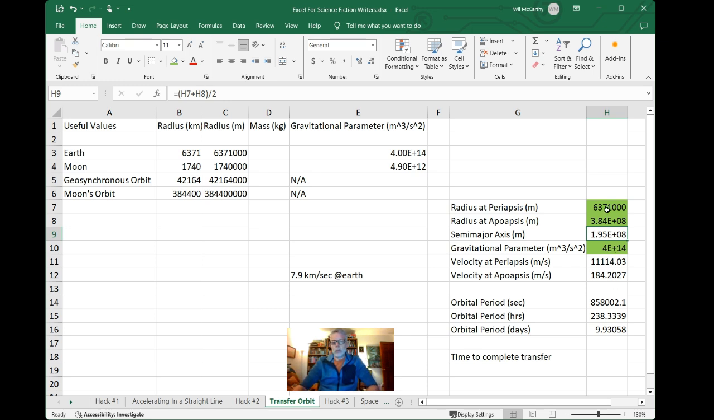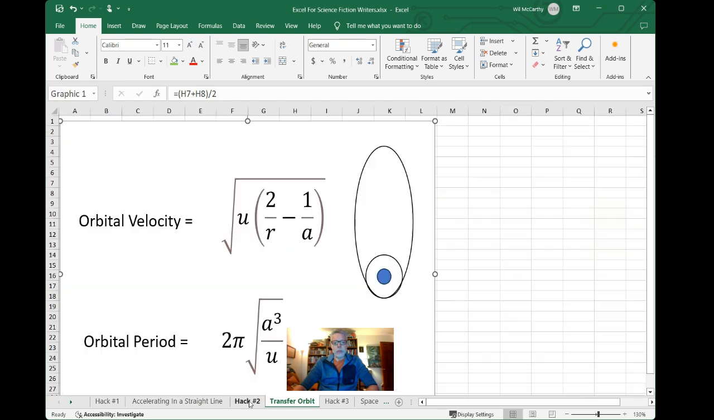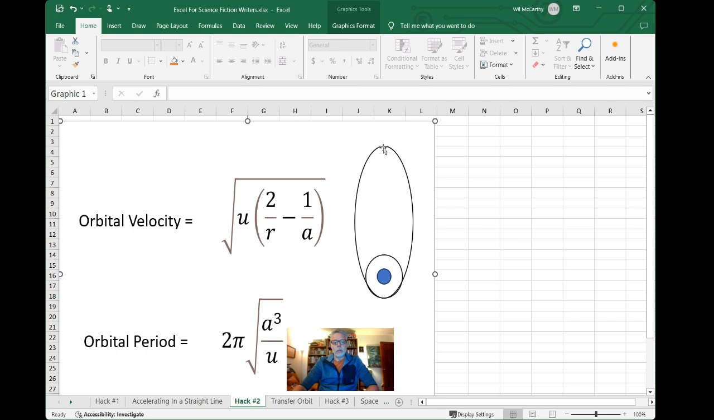So now you see something very different. You see that our periapsis and our apoapsis are very different from each other. Our semi-major axis is half of the radius at the apoapsis. As you see here, it's about half. It's this distance here. It's the semi-major axis divided by 2.